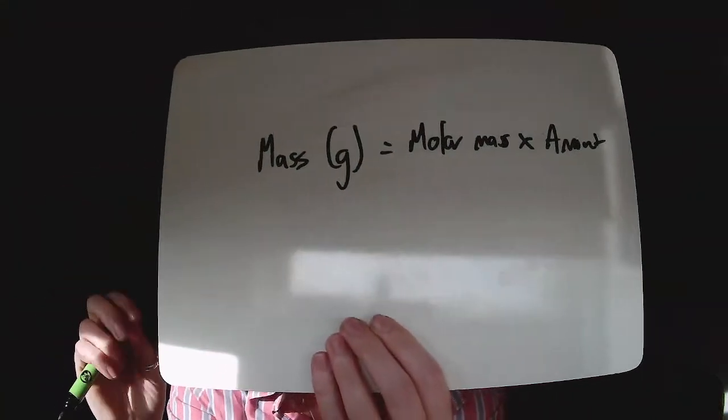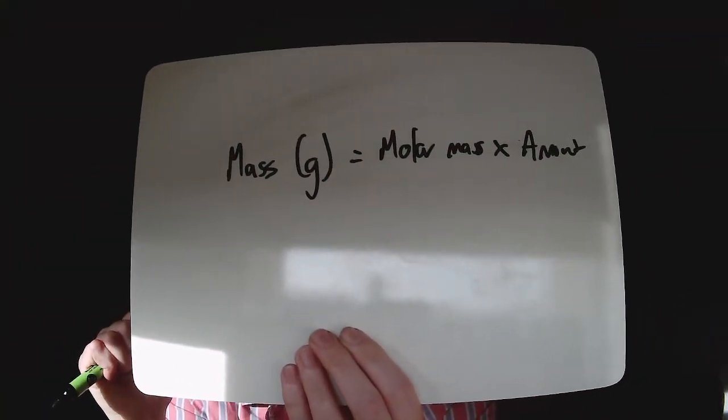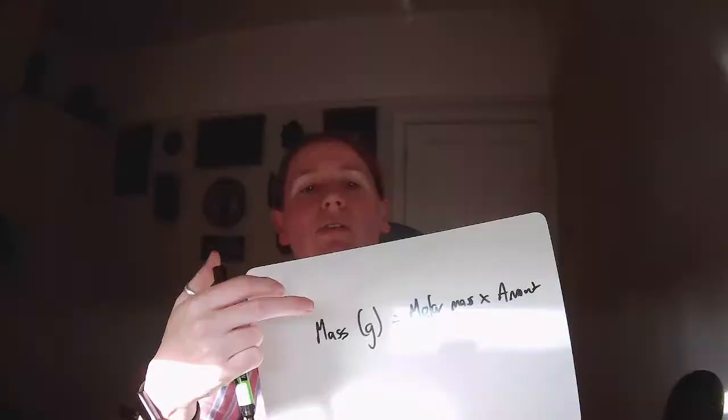You need to learn one formula for this, and that is your mass, which is going to be measured in grams, is the molar mass times the amount. So learn this, okay? Mass in grams is your molar mass times the amount. This is what we're going to use time and again in mole calculations.